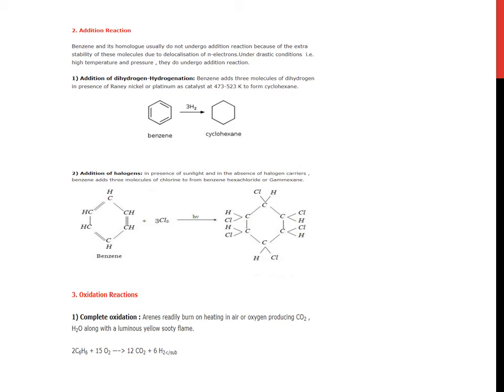Now addition of halogens. In the presence of sunlight and in the absence of halogen carriers, benzene adds 3 molecules of chlorine to form benzene hexachloride. It is also called gamma hexane. This reaction is very important. When benzene is treated with 3 moles of Cl2 in the presence of sunlight, then it will give what? Benzene hexachloride.